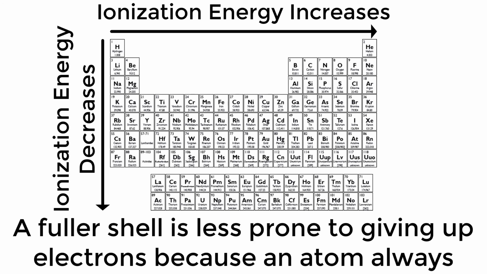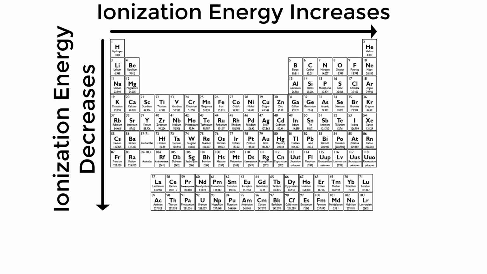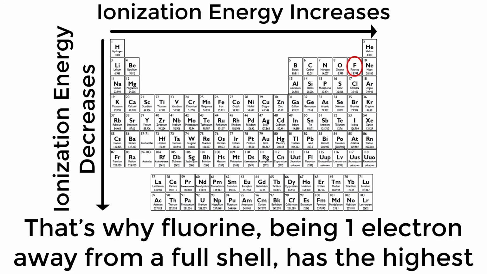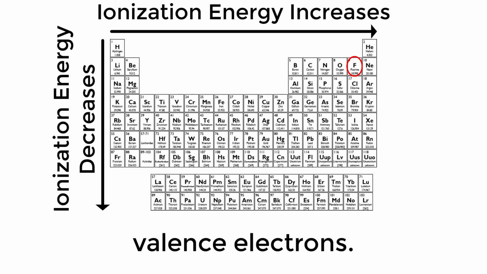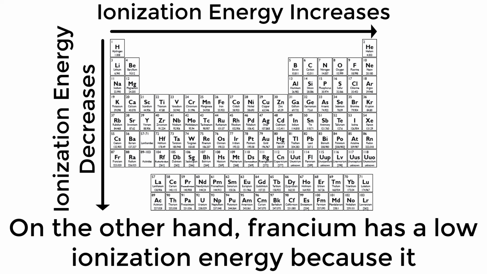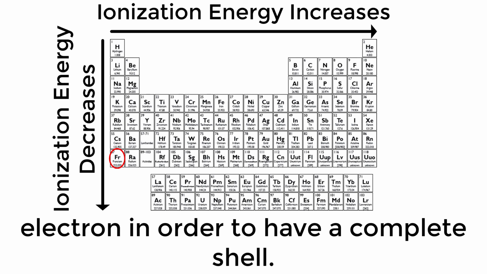A fuller shell is less prone to giving up electrons because an atom always seeks the easiest way to have a completed shell. That's why fluorine, being 1 electron away from the full shell, has the highest electronegativity. It is easier to gain 1 electron than to give up all 7 of its valence electrons. On the other hand, francium has a low ionization energy because it experiences a great amount of shielding and only has to give 1 electron in order to have a complete shell.